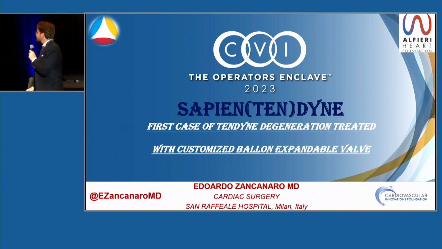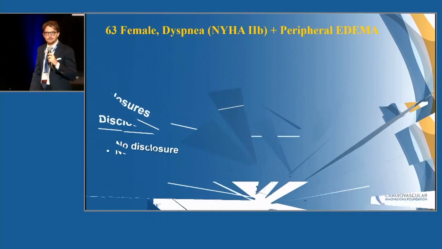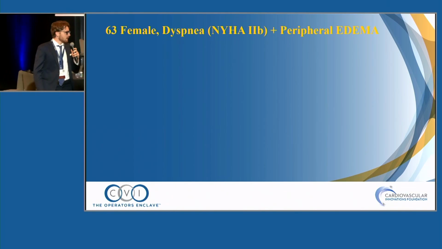So today it's a pleasure for me to show you the first in-human case of Sapien-in-tendyne, as we call it, because it's a case of tendyne degeneration treated with Sapien. I have nothing to disclose. So let's start with the case presentation.